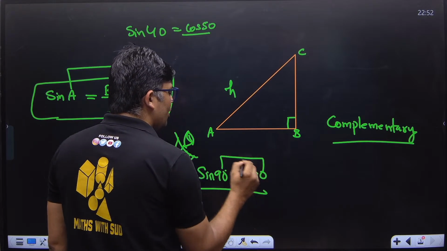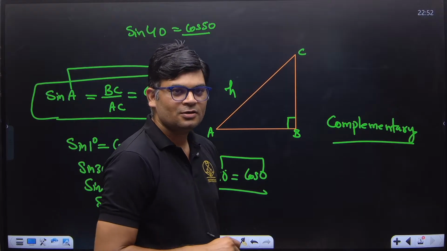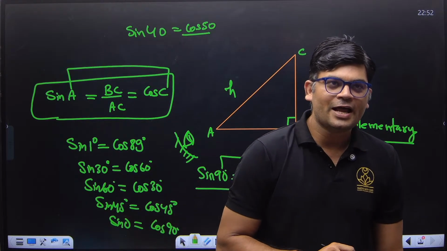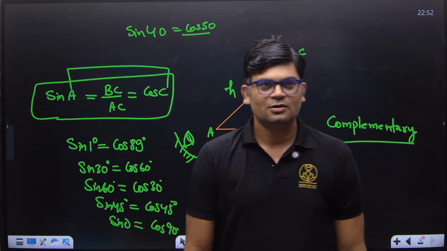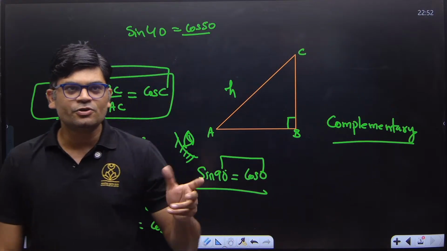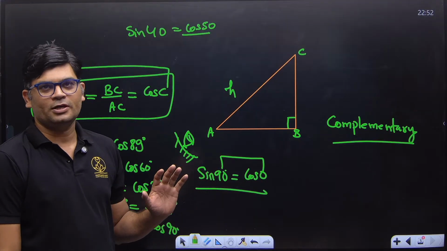So now you have understood that sine and cos are not just the ratio of the sides of a triangle, but also complementary angles of each other, and they are the complementary ratios as well. Sine 90 and cos 0 both are the same.